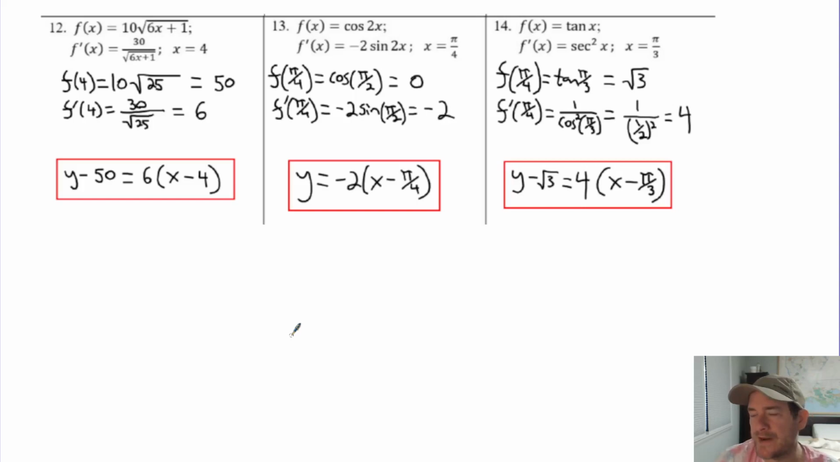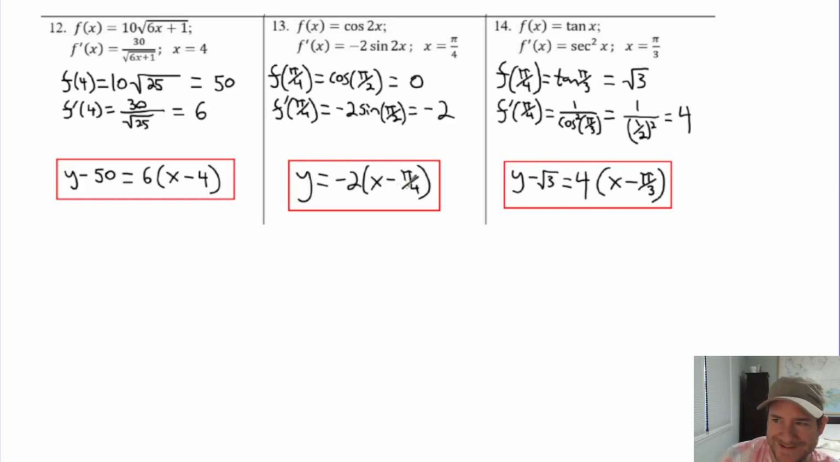Anything, because again we're just getting after that concept of the function giving the point of tangency and the derivative giving the slope, and then from there just using the point slope form to write the equation.